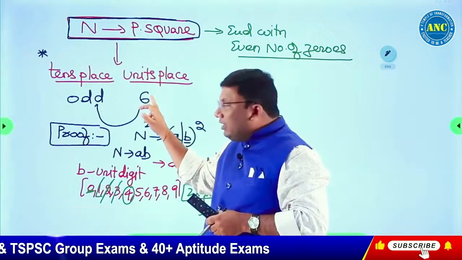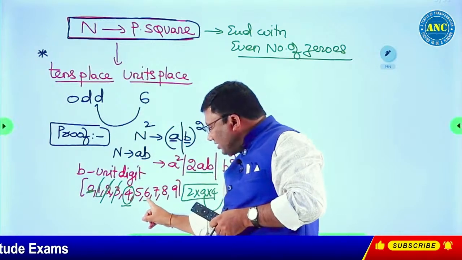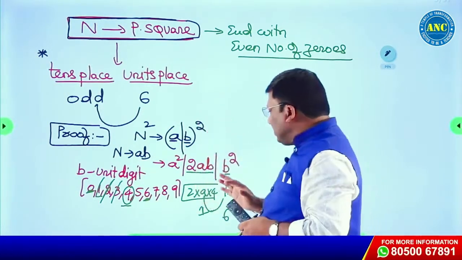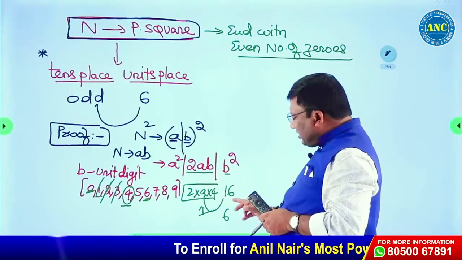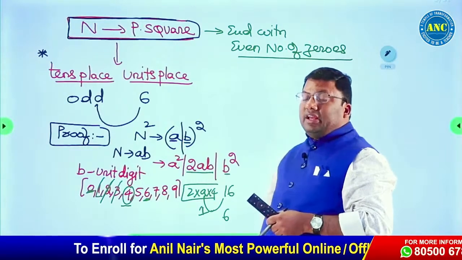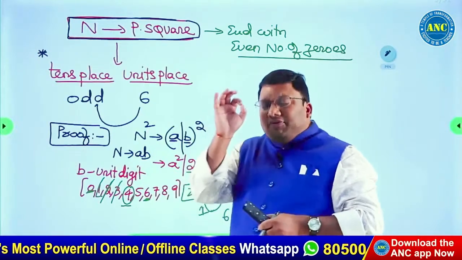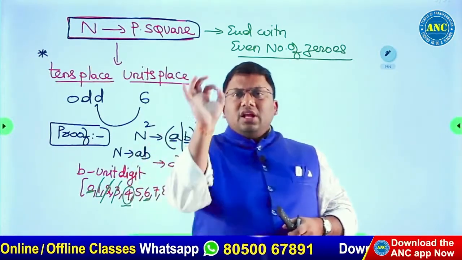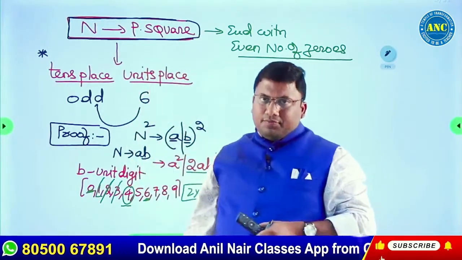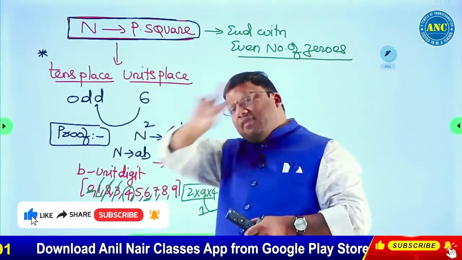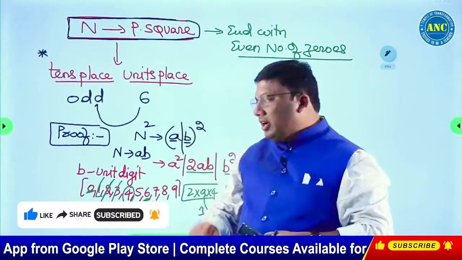On a perfect square, if the units place is 6, the tens place is odd. The same thing will also come for 6. 6 square is 36. 2 into A into 6, and 6 square, 36. 6, 3 carried. 2 into any number, even. Even plus 3 is odd. If the number is a perfect square and the tens place is odd, the units place is fixed as 6. Reverse is also true. If the units place is 6, the tens place has to be an odd number.